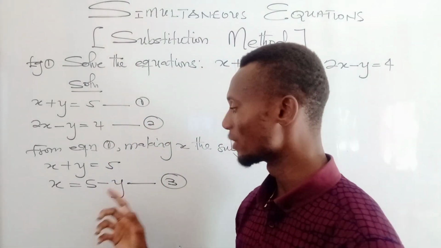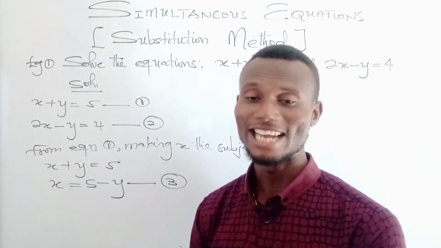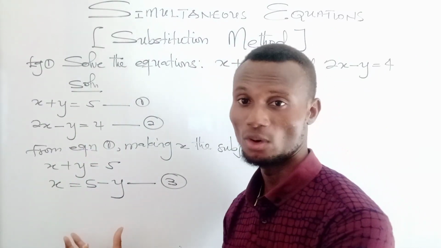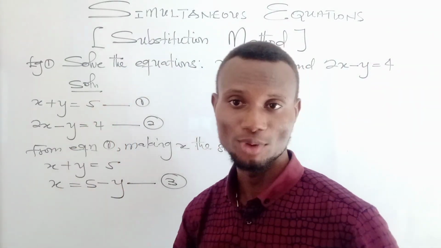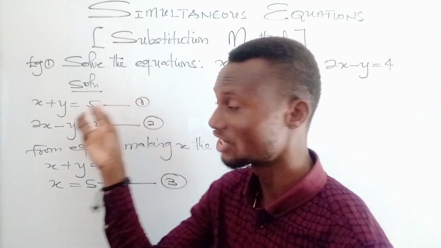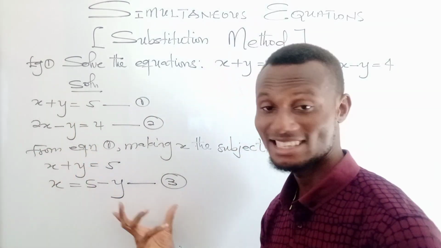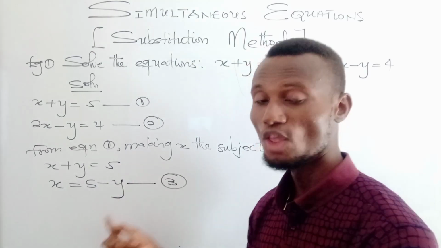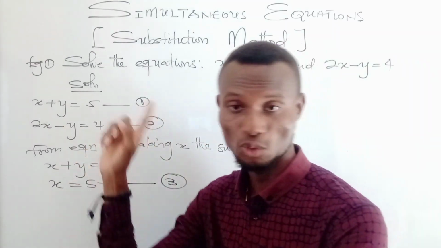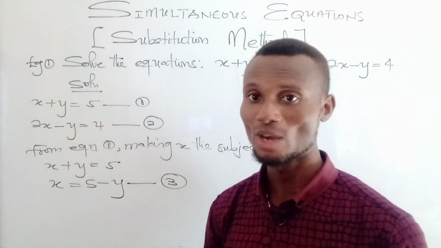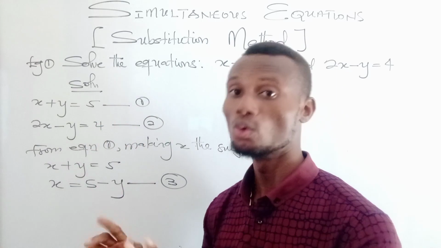We are not going to put it into equation 1, because it's from equation 1 that we made s the subject. So we cannot go back and put it into equation 1 again. That would be wrong, because it was from equation 1 that we made s the subject, which is given as equation 3. So this equation 3, we need to substitute back into equation 2 and not equation 1. That's why we are putting it into equation 2 instead.